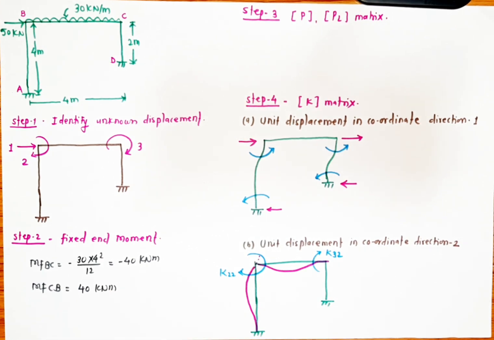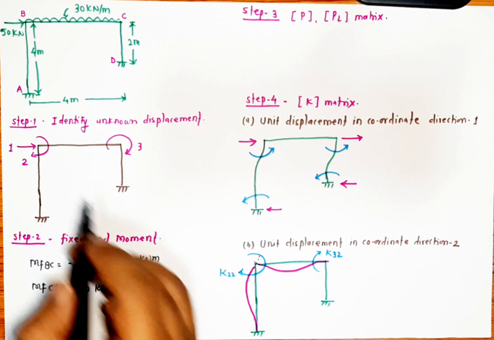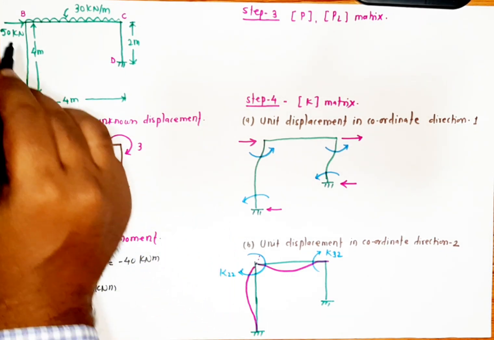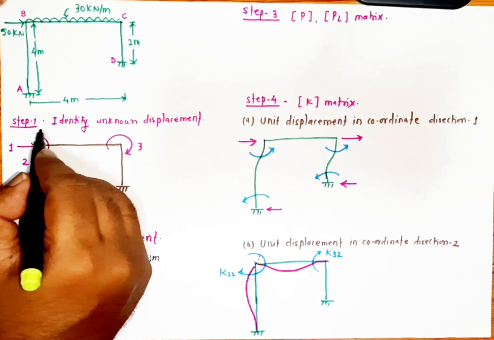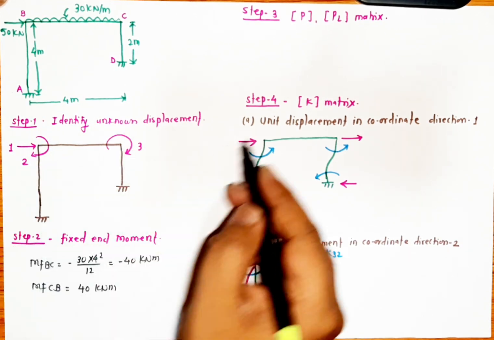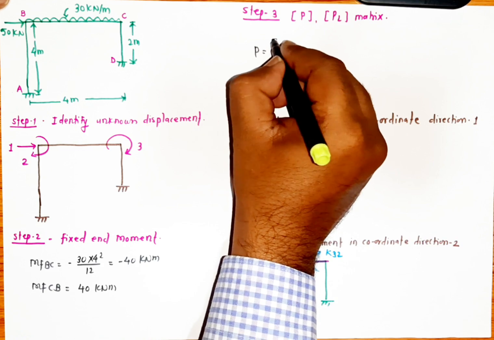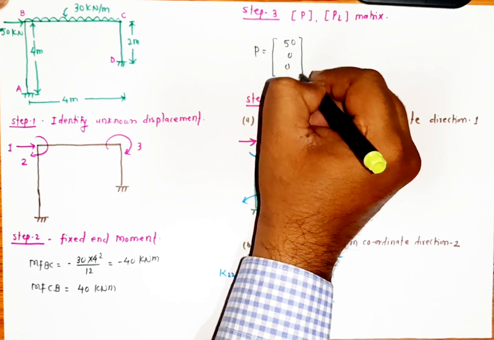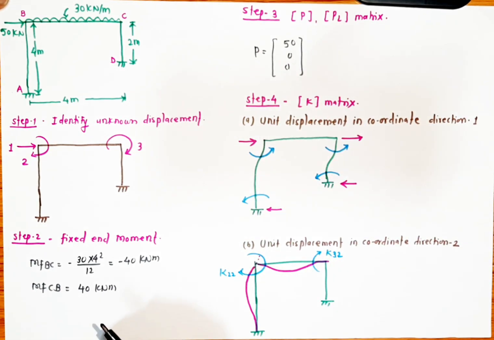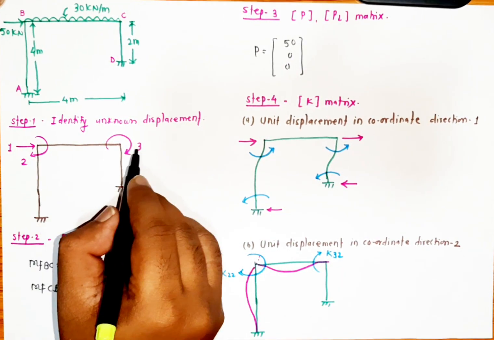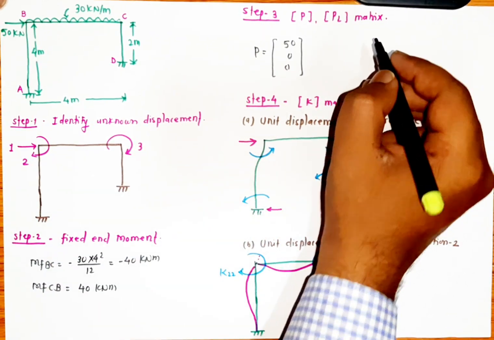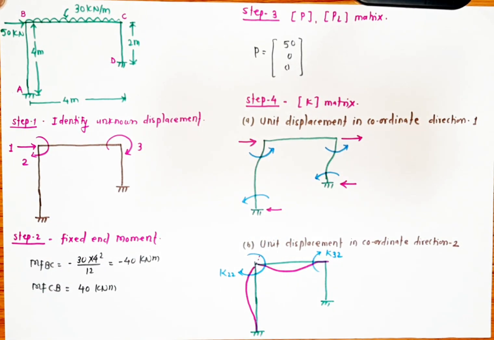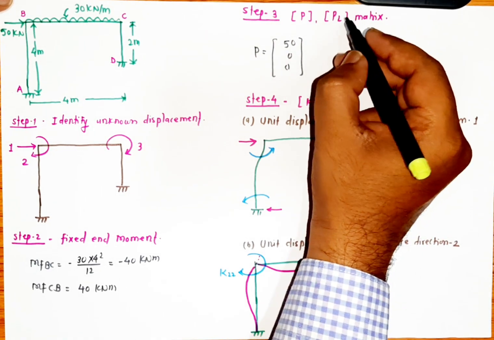Now next step is to identify the P matrix. Here along coordinate direction 1 there is one force of 50 kilonewton, but along coordinate directions 2 and 3 there is no force. Therefore the P matrix we can write as 50, 0 and 0. The 50 kilonewton load is horizontal. The P matrix is a matrix in which the external or additional forces along the coordinate directions are written down. Now next is the PL matrix.